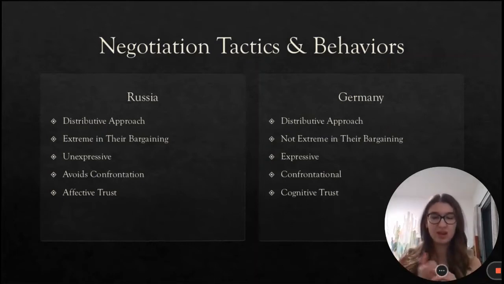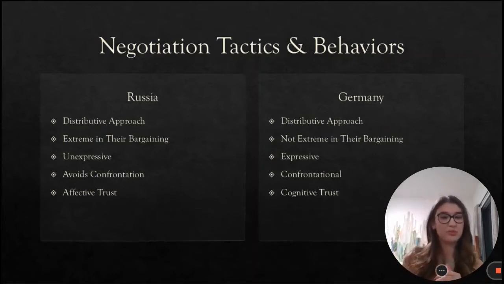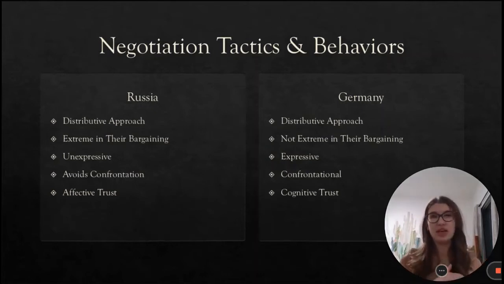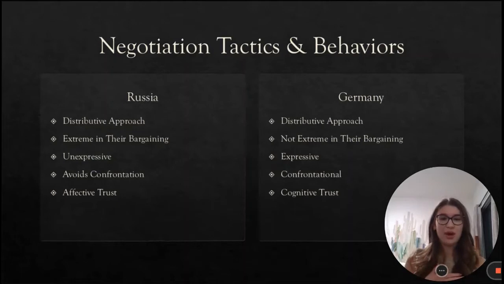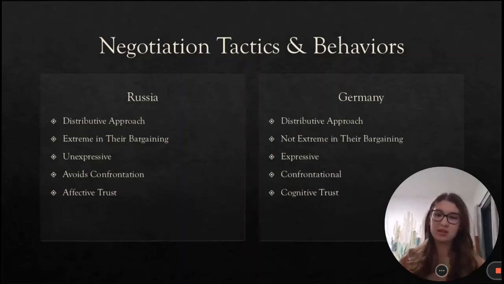So while Russia is extreme in their bargaining, you hear them threatening Germany, saying that their citizens would suffer if they didn't take the deal. You see Germany not being extreme in their bargaining while they sit back and listen intently. Russia is unexpressive. They sit back and sit stiffly, while Germany is very expressive, talking a lot with their hands and in their face, and being expressive in that sense.